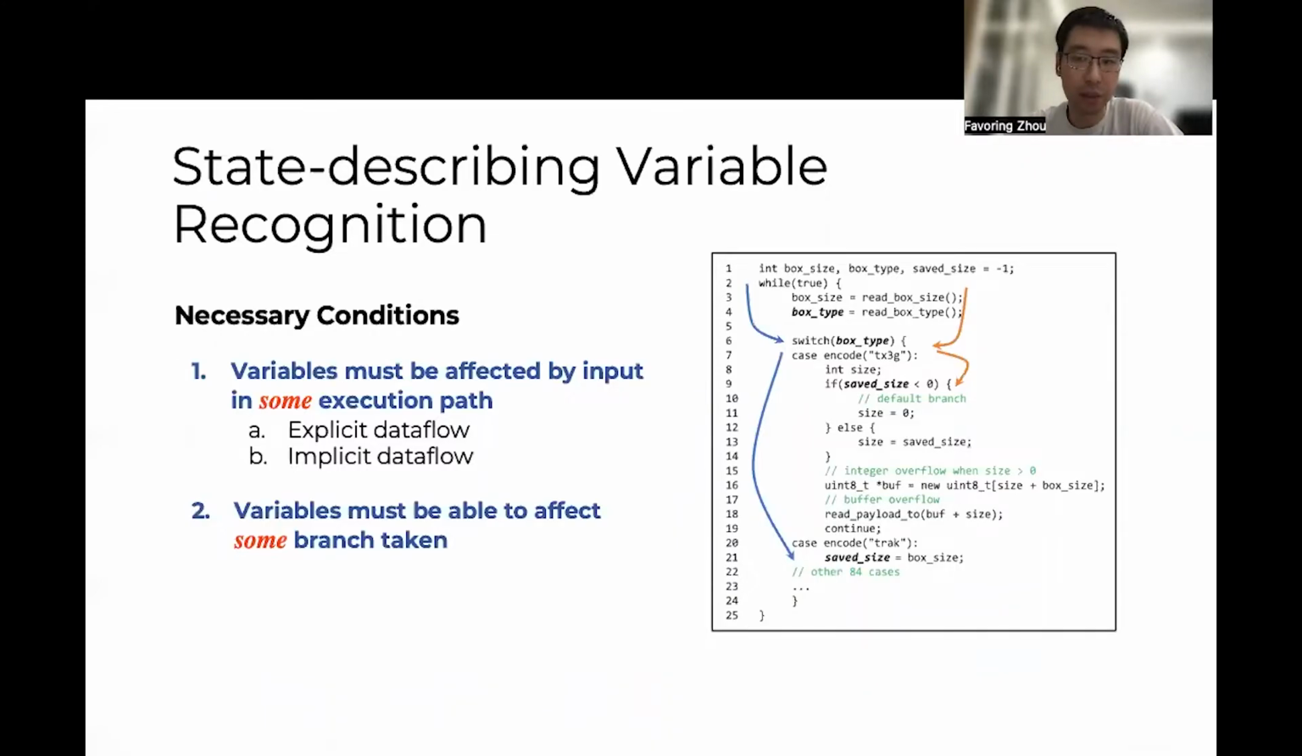Also, we rely on the necessary conditions we concluded from the previous investigation to recognize the state describing variables. There are two necessary conditions here. First, the variable must be affected by input in some execution paths. This means the variables can be tainted by the input with both explicit and implicit data flow. And second, the variables must be able to affect some branch taken, so it has the ability to affect the control flow of the future input process.